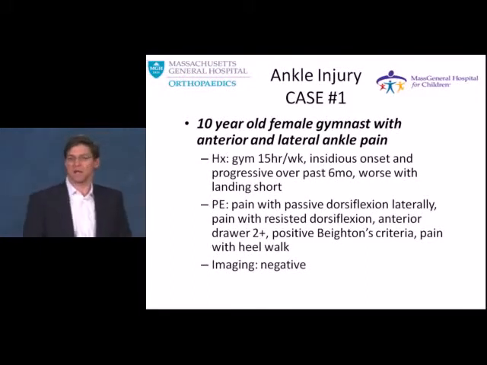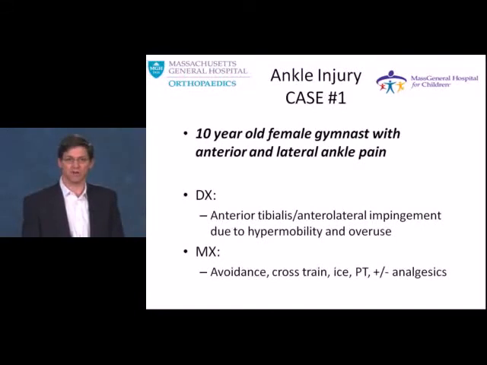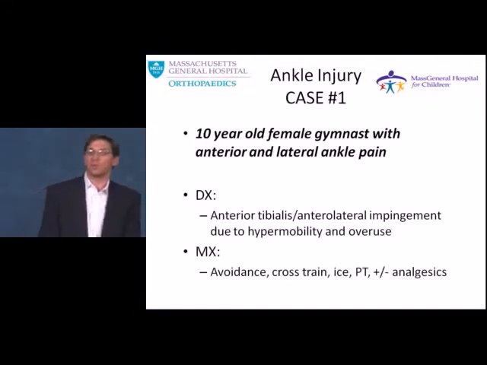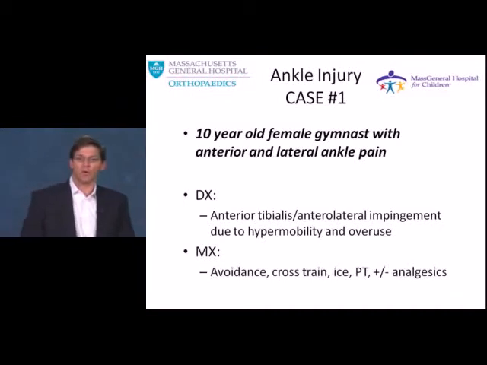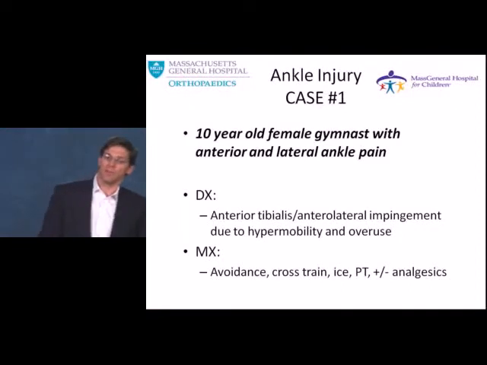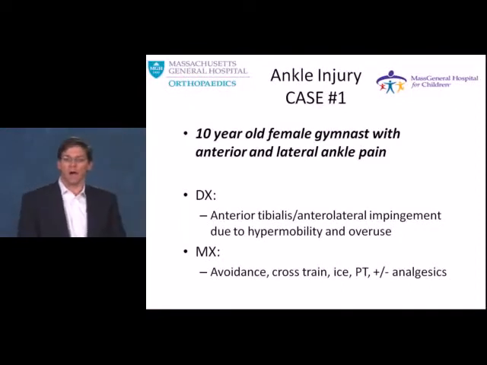Her imaging is negative. She has a very skeletally immature ankle, and her diagnosis is purely driven by clinical examination. She has anterior tibial pain by resisted motion. She has anterior lateral impingement, shown by pain with passive dorsiflexion or pain in the anterior lateral gutter. And most likely her underlying contributions are her hypermobility, her positive Beighton's criteria, and overuse, the simple fact that she's in the gym for 15 hours per week.